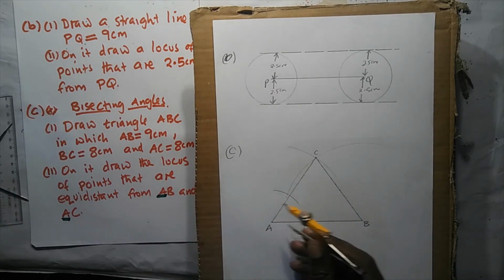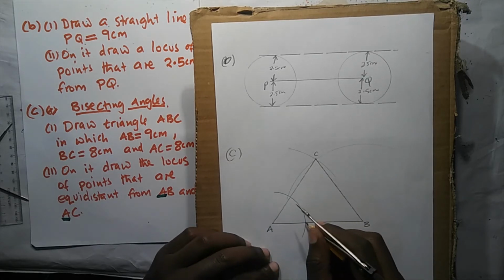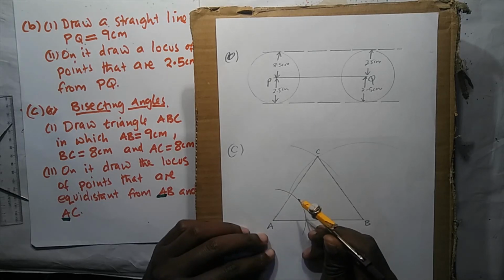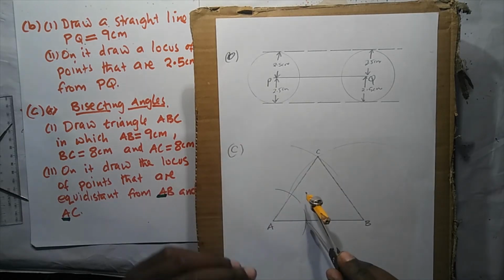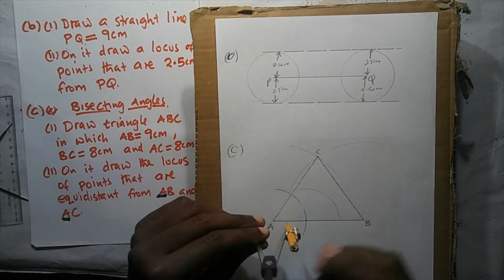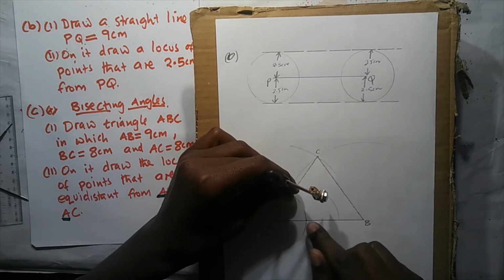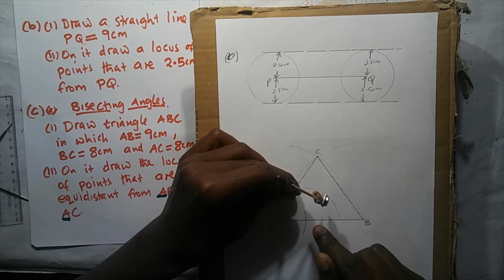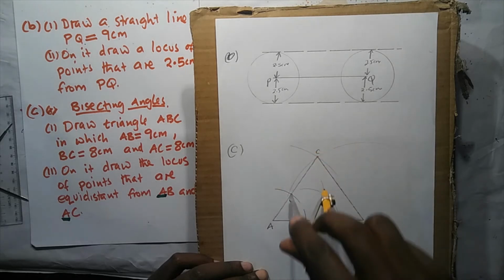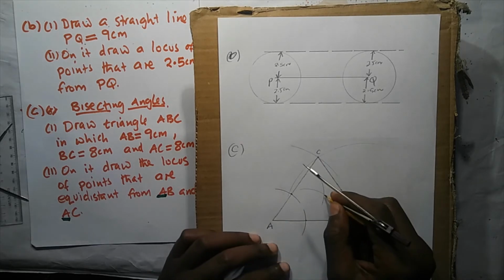And then you move your compass with the same radius to this point here where you've cut the line AB. Put your compass there and draw another arc inside. Then you move your compass to the other side where you had cut AC. Put your compass there with the same radius and strike another arc. Okay, so you can see that the two arcs are intersecting inside the triangle here.